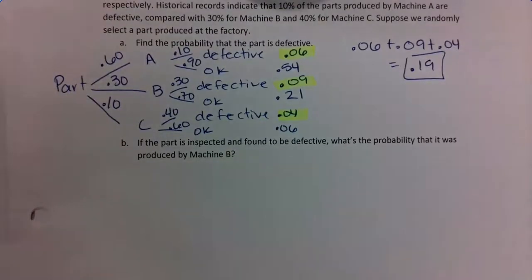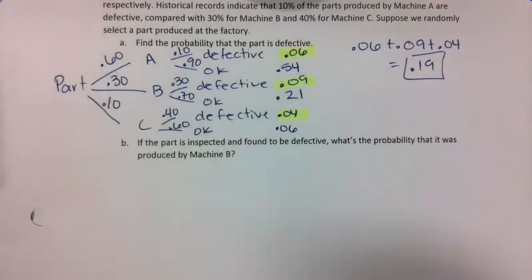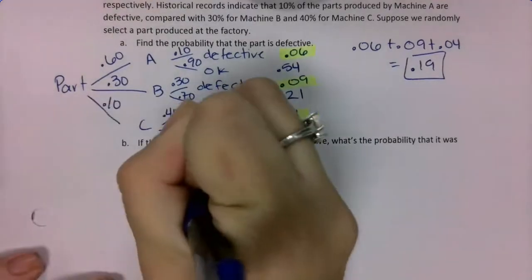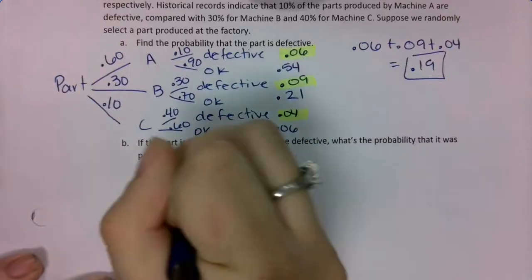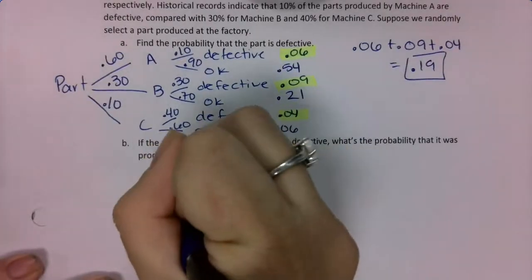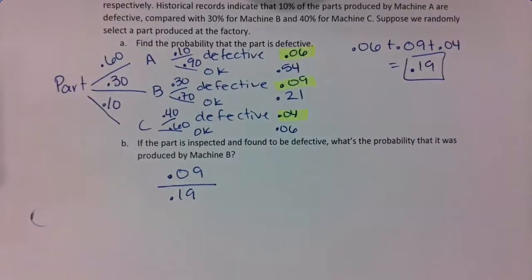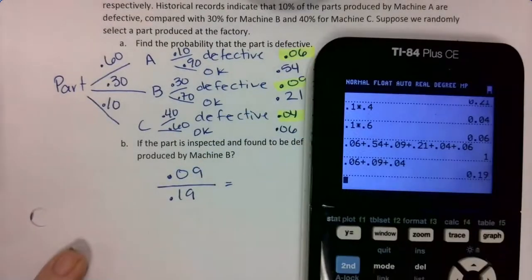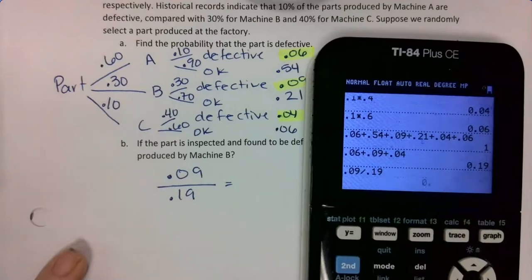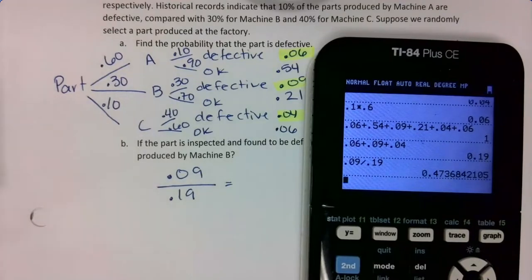Okay, part B says if the part is inspected and found to be defective, what is the probability it was produced by machine B? So, being defective and from machine B was 0.09. And I know that it was defective, so I want to use my 0.19 that I got from part A, because that is the probability that it's defective in the first place. And then I just divide these two, so 0.09 divided by 0.19 gives me 0.474.